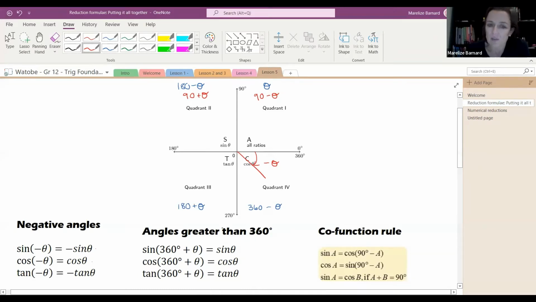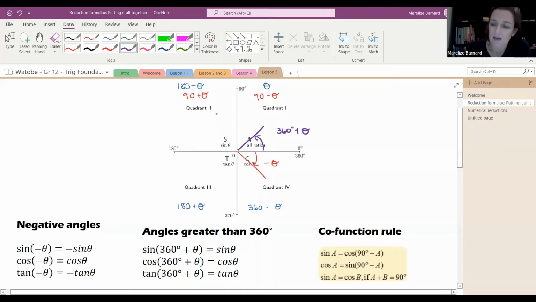Then we looked at angles greater than 360. Angles greater than 360 just means I've rotated right through the Cartesian plane and have now ended up back in the first quadrant. So 360 plus theta is just an angle that is greater than 360, and that is normally in the first quadrant. So sine, cos, and tan are all positive for angles greater than 360. And that in a nutshell is reduction formula.